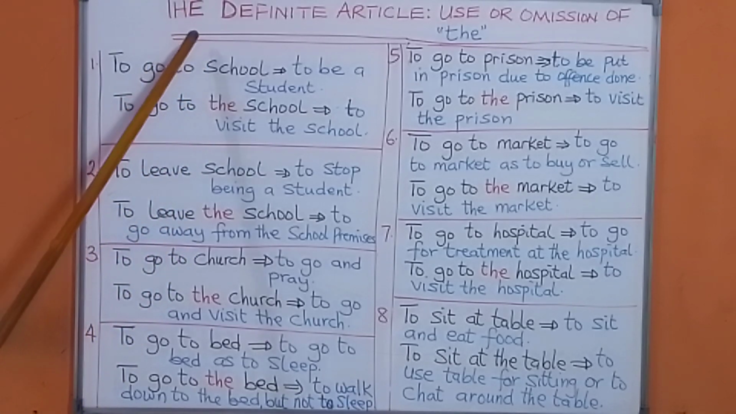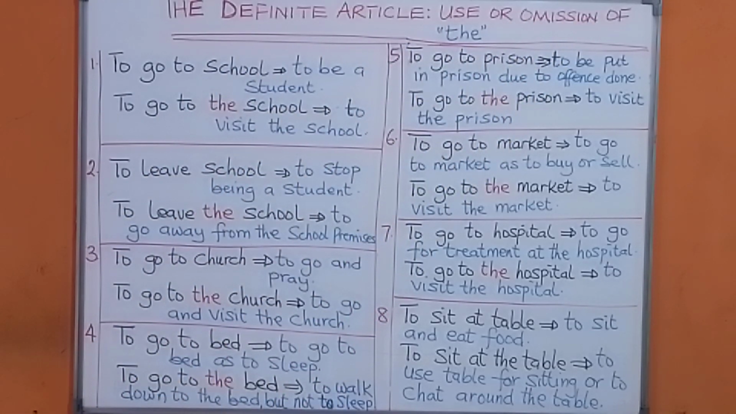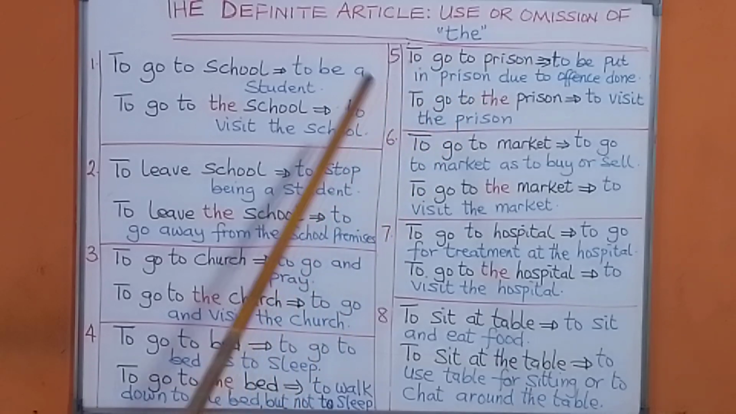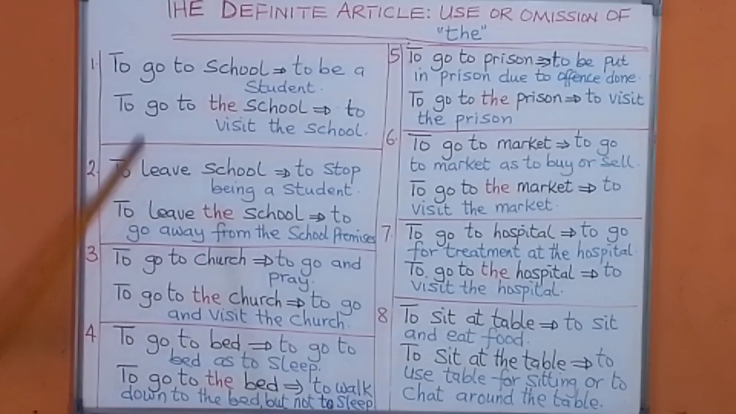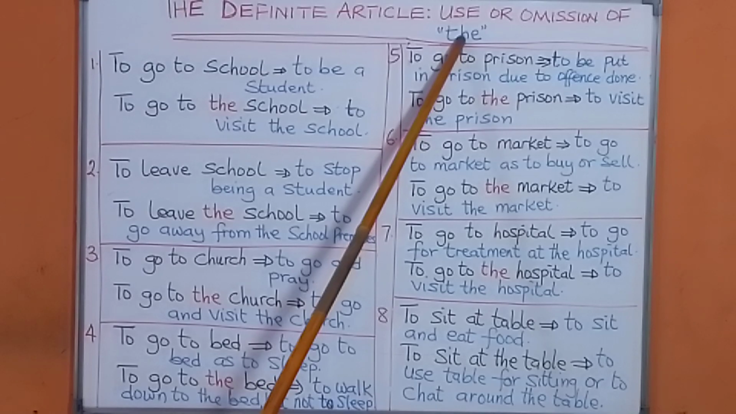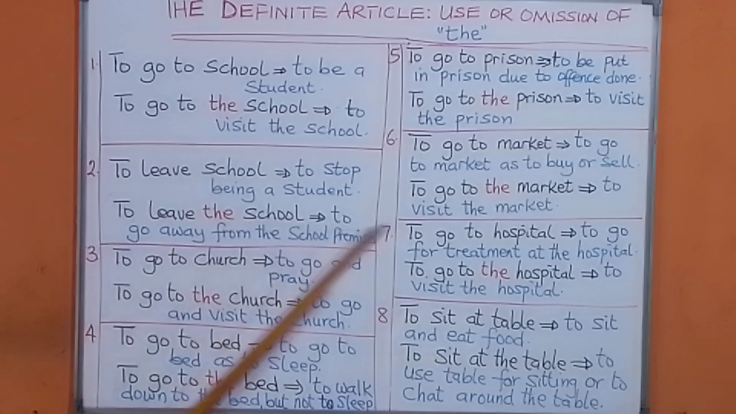Now we're going to still look at definite article use or omission of "the". We've seen that in the last series. Now look at here. Sometimes we have to be very careful in using certain articles like "the", "an", or "a". Now we're going to look at more of the use or omission of "the". Now look at this. We're going to have this discussion.